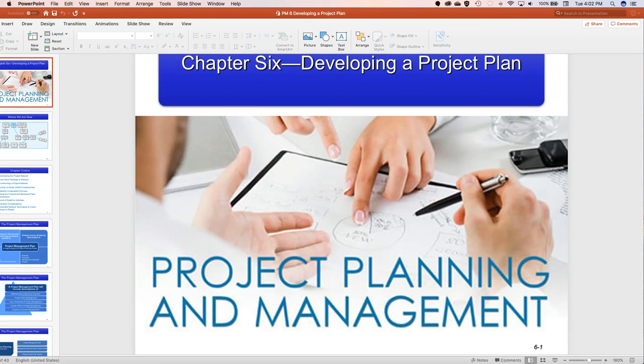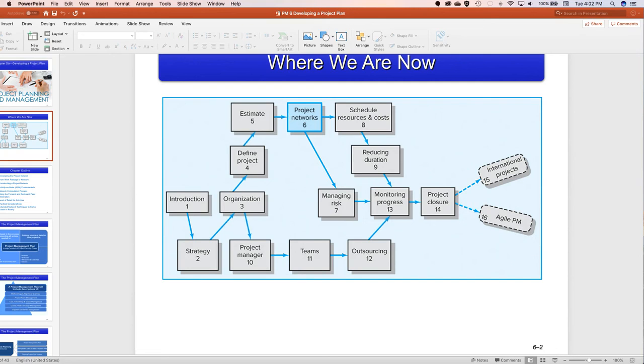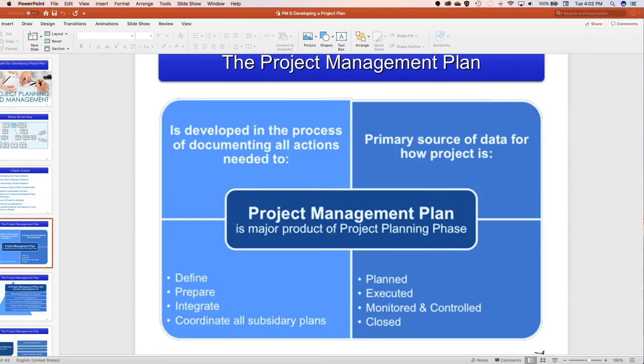All right, so now this module is all about developing your project plan. So we looked at planning. We talked about why you develop the plan. Now we're going to look at actually developing it. And that's what chapter 6, or lecture number 6, is all about. So in the grand scheme of things, this is where we are. We've looked at defining the project, looked at how we make an estimate. Now we're going to develop a project network.